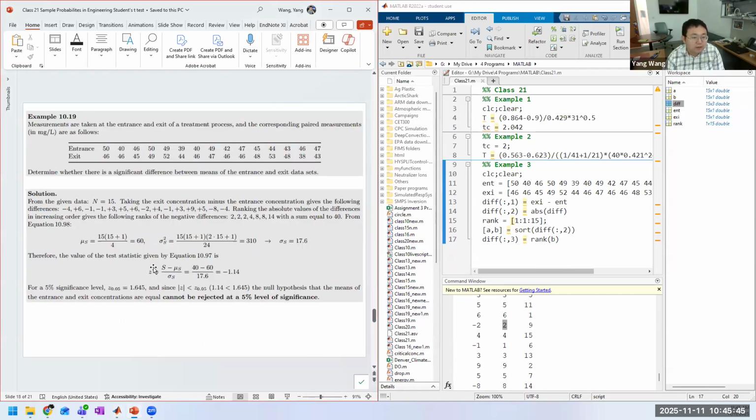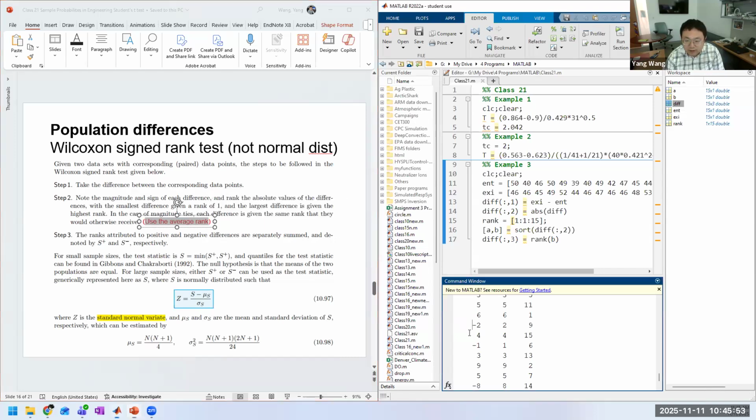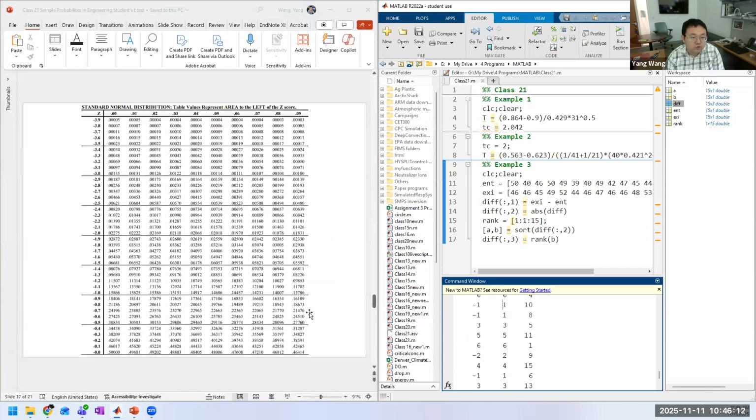The other thing that we mentioned is that in case of magnitude ties, we give them the same rank, and the same rank is going to be the average rank. For example, in terms of differences, there are three ones. Theoretically, we'll give them ranks of 1, 2, and 3. But actually, the average rank is going to be 1 plus 2 plus 3 divided by 3, which is 2.